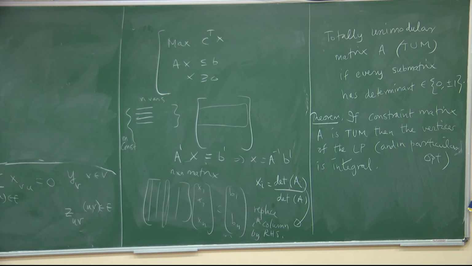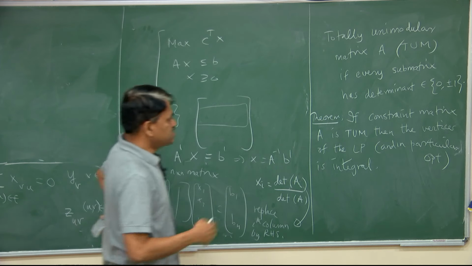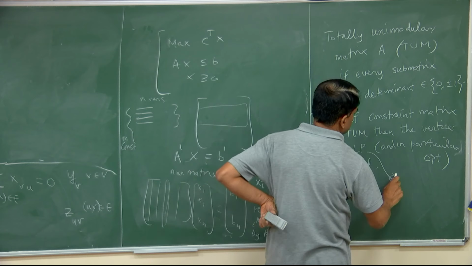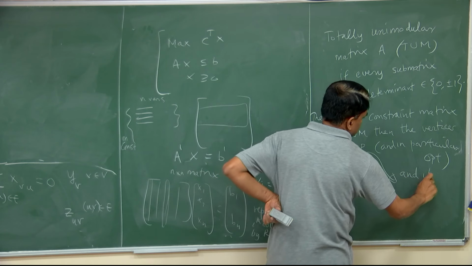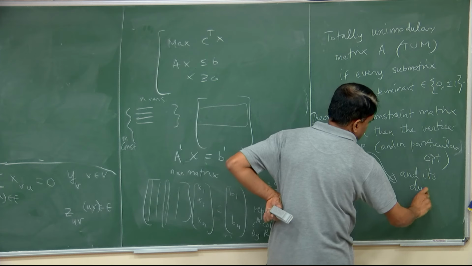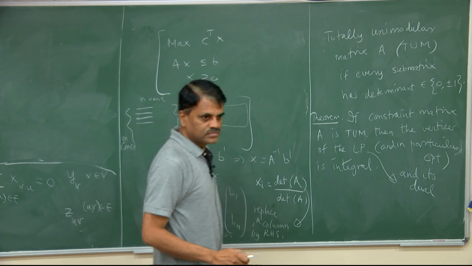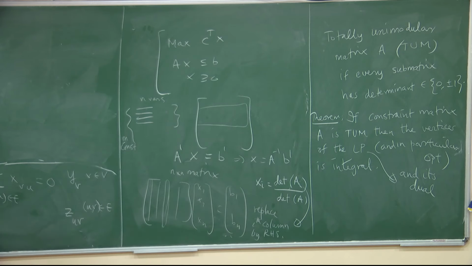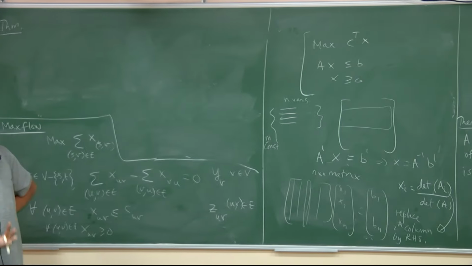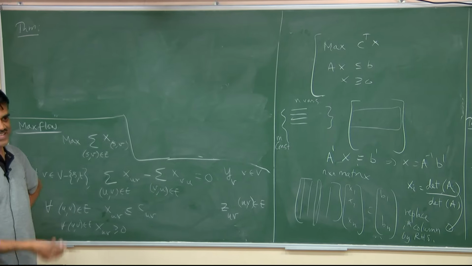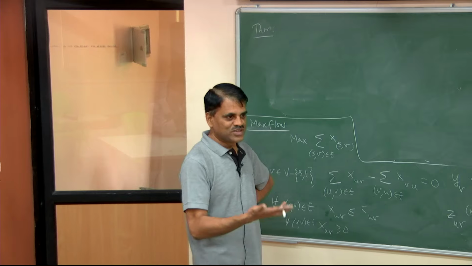Okay, the next theorem is: the vertices of the LP and its dual also are integral. Why? What is the constraint matrix of the dual? A transpose. So every submatrix also has determinant 0, plus 1 or minus 1.